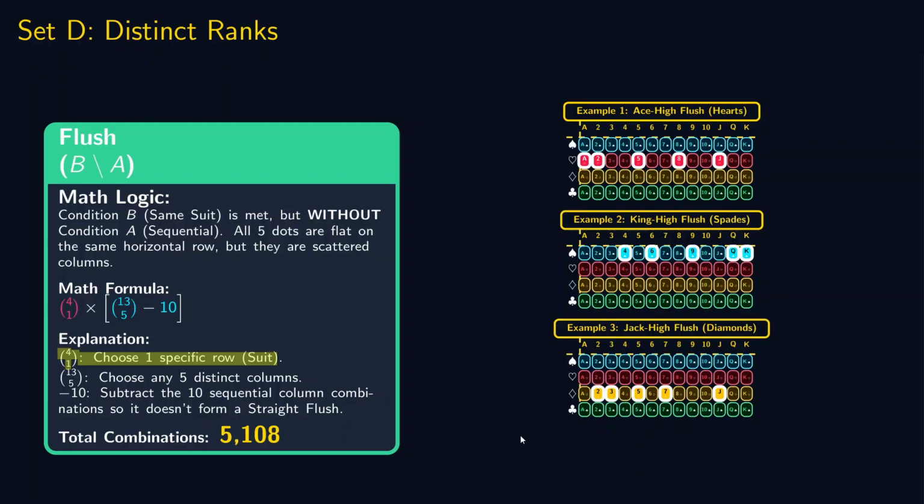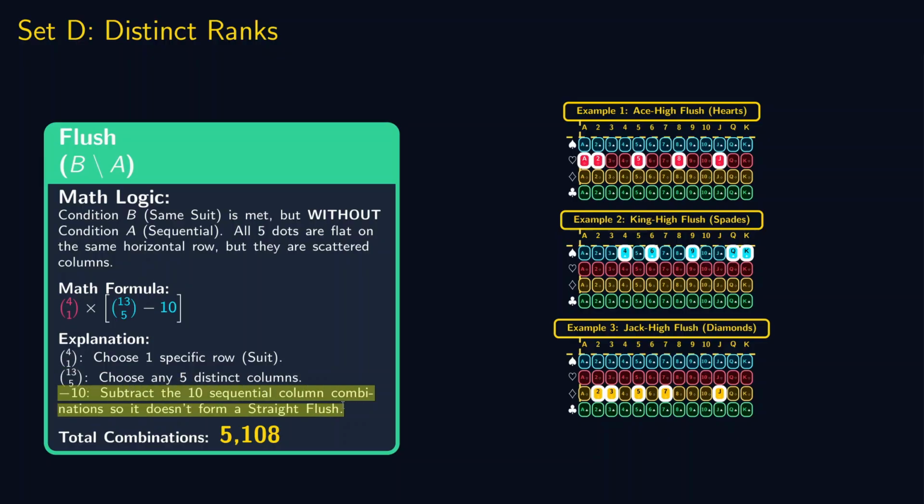13 choose 5 is the number of ways to choose any 5 columns from the 13 available ranks with no restrictions. 13 choose 5 equals 1,287. This counts every possible set of 5 distinct columns, consecutive or not. But here is the problem. Some of those 1,287 combinations of 5 columns happen to be consecutive. Specifically, there are exactly 10 sequential windows of 5 consecutive columns in a 13-rank deck.